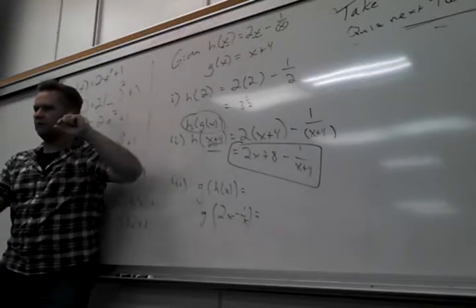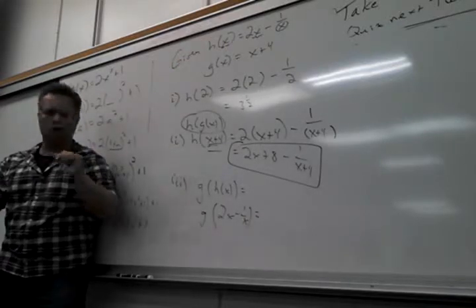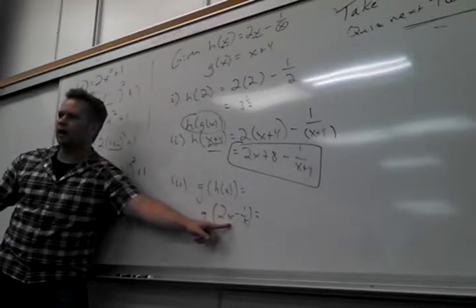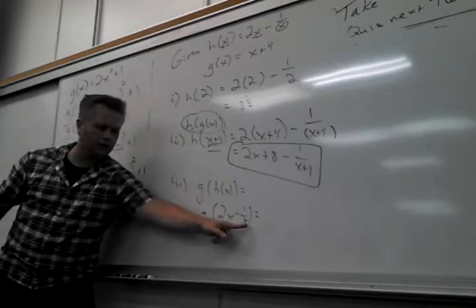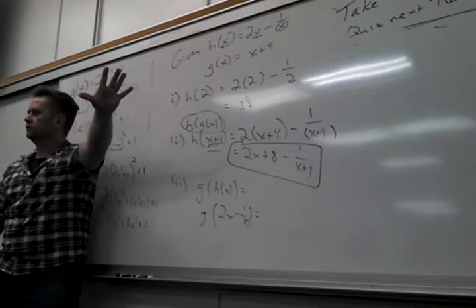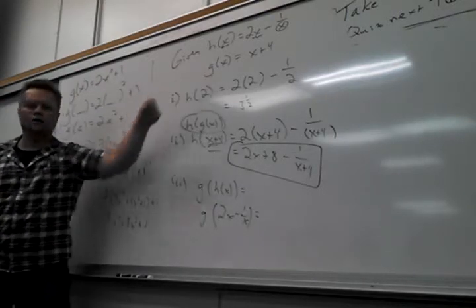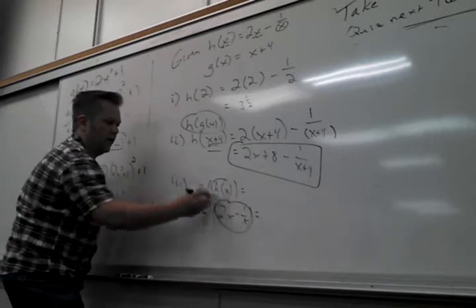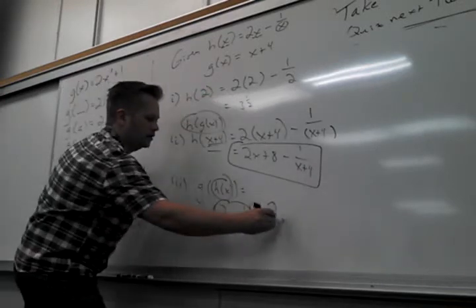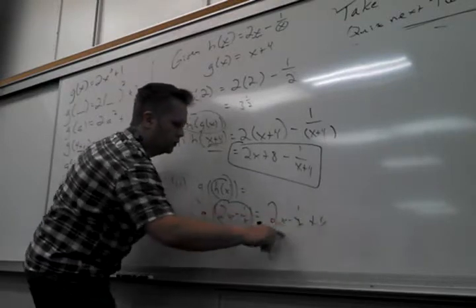So do you see how this problem looks like it's going to be so bad? But what does g do to anything? It just adds 4. I really don't care. I could put the ugliest thing in the world here. You just rewrite it, and at the end of it, press 4. Because that's all g does. Whatever I put into it, what am I putting into it? H of x. H of x is this. So what does g do to anything? 2x minus 1 over x, adds 4 to it.